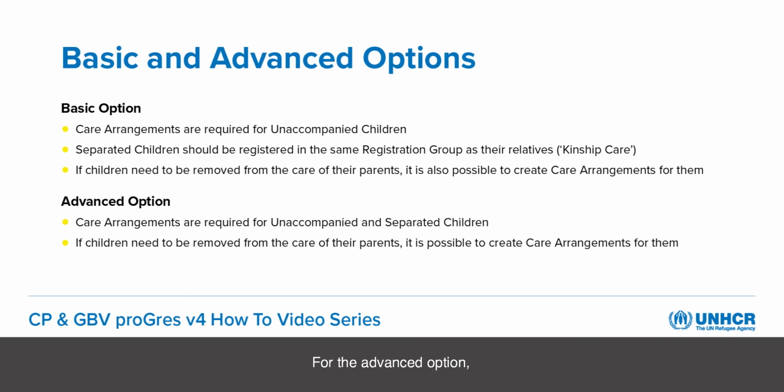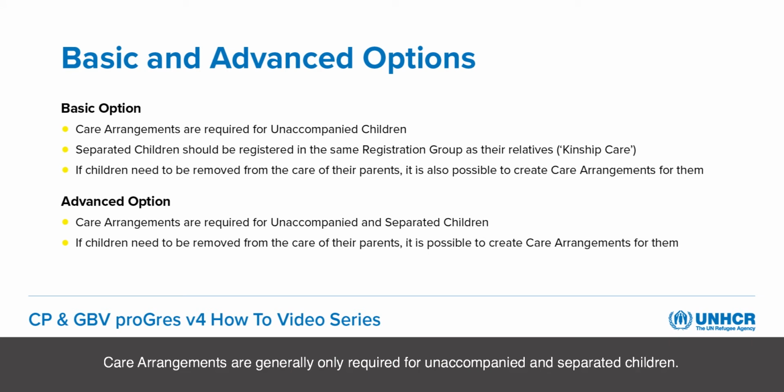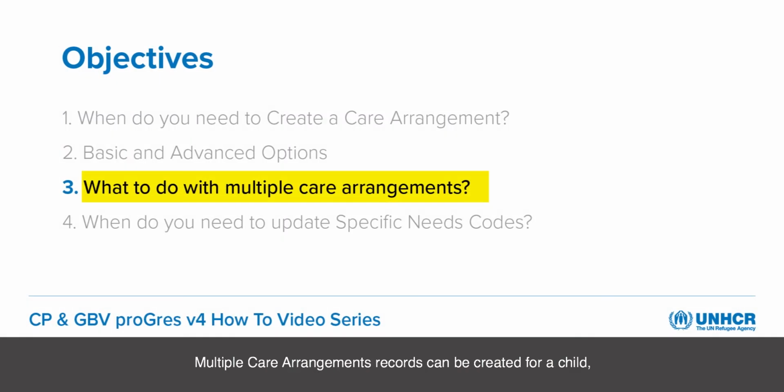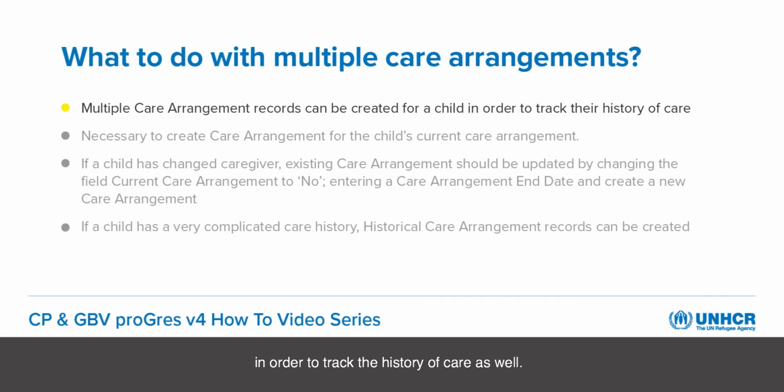For the advanced option, care arrangements are generally only required for unaccompanied and separated children. If other children need to be removed from the care of their parents, it is also possible to create care arrangements for them and keep track of it. Multiple care arrangement records can be created for a child in order to track their history of care as well, which is especially useful when a child may have had several different caregivers.